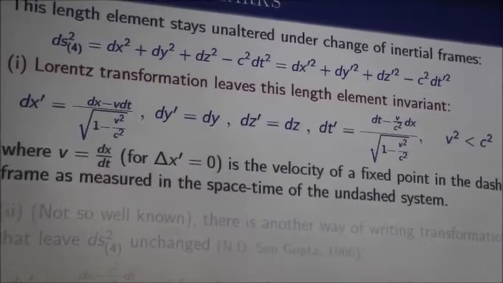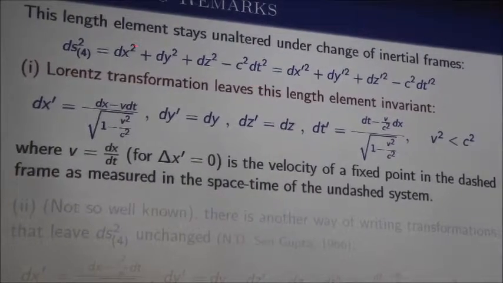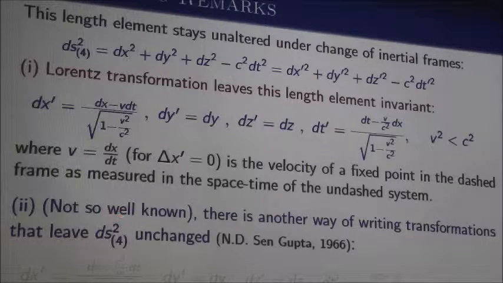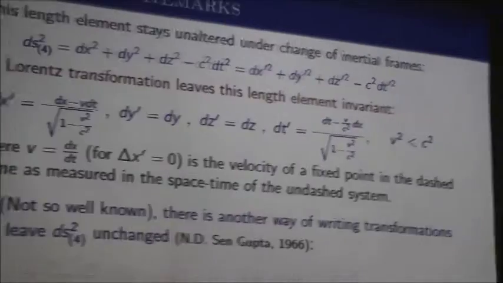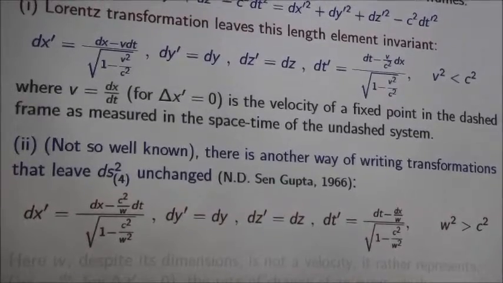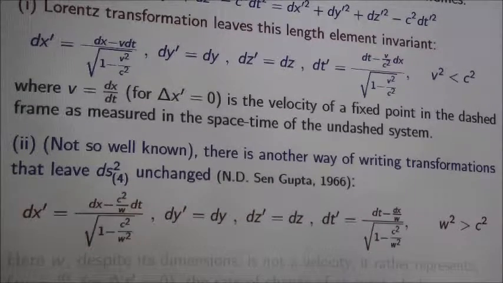Now there's something else. This is not the only transformation that leaves this length element invariant. There is another one which is not very well known, another way of writing transformations that leave the length element unchanged. And this is N.D. Sen-Gupta, 1966. Tachyon? No, it's not a tachyon. A tachyon is within the same system, only the velocity goes above c.